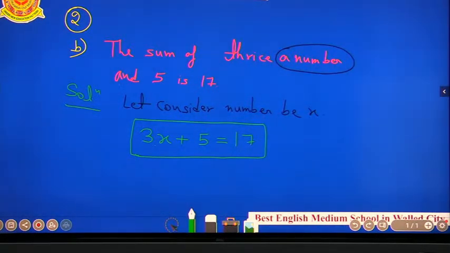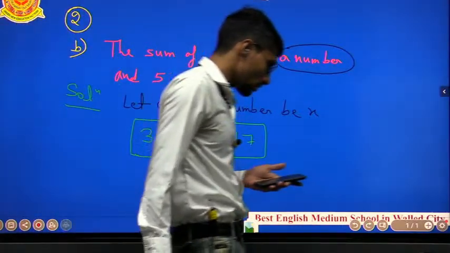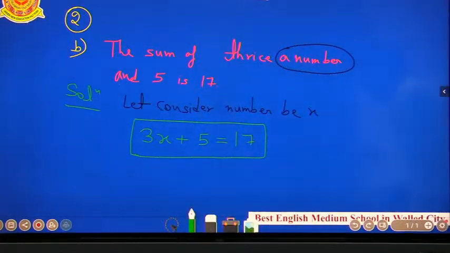Okay, Vanshani, in the next question I have to change the background. I change the background in the next question. Okay, wait.